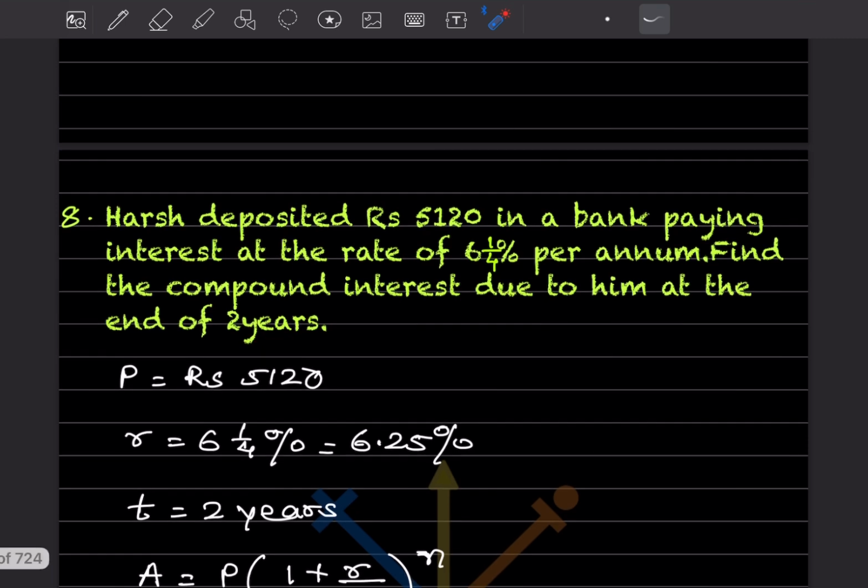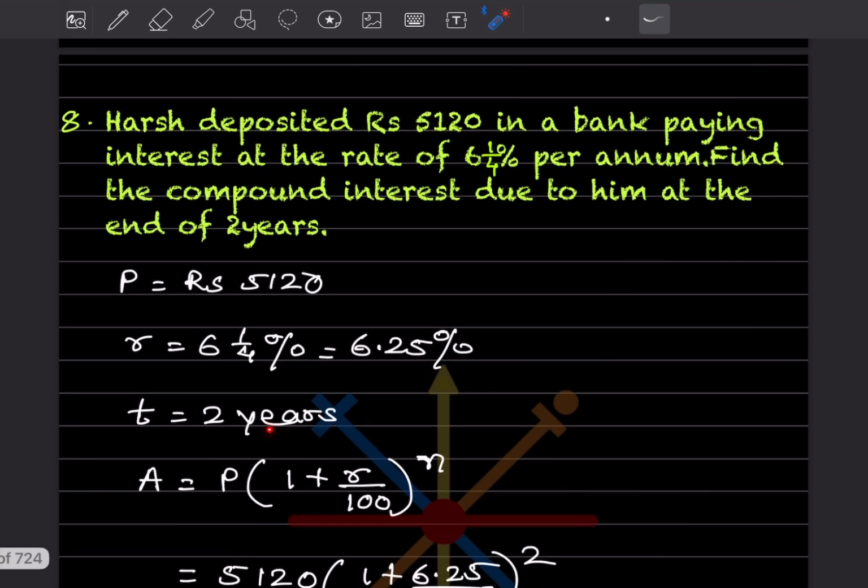So get the given things, that is this is given, which is the principal. This is the rate of interest R, 6 integers 1 by 4. So we can also write 1 by 4 as 0.25, so that we can write here 6.25%. So for the easy calculation, t is equal to 2 years, that is given. So we have to find the compound interest.